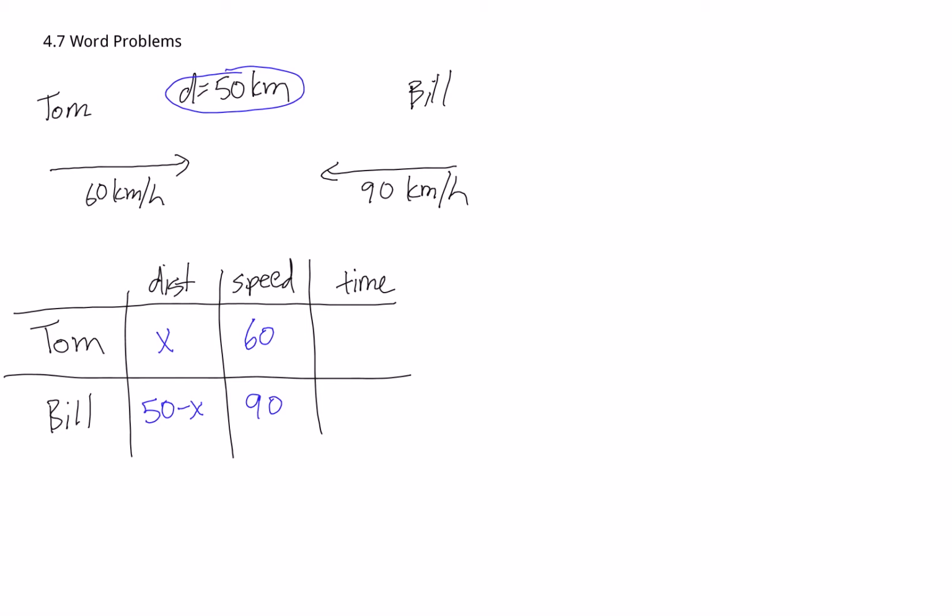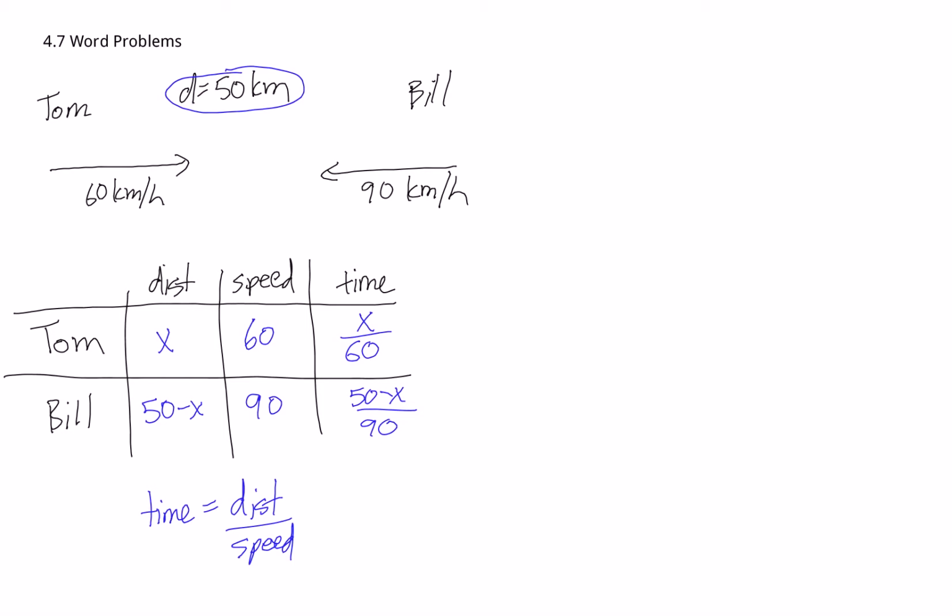And the last one, the time, is the one that we're always going to use in our equation. And the trick to do time, the formula for time is distance divided by speed. So we just write the two columns together. So you'd have x over 60 for time for that guy, and 50 minus x over 90 for time for that one.